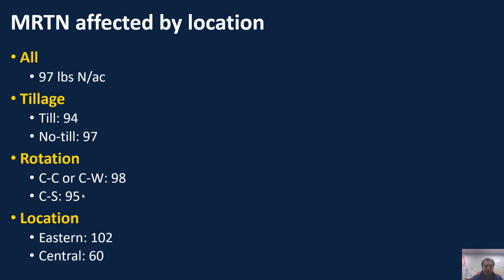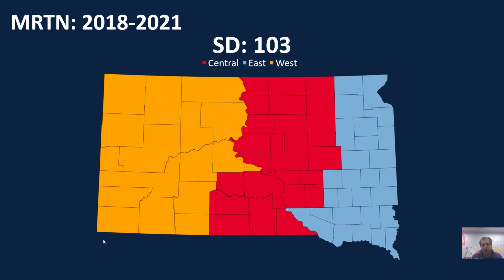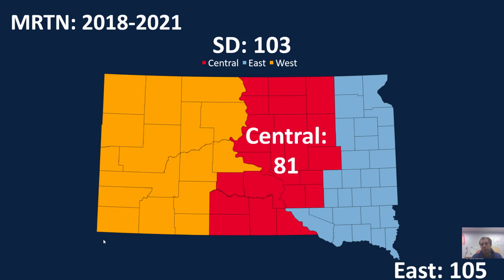If we look at location, we do see the difference we talked about earlier. It shows up in the MRTN system as well as the yield goal system. We have 102 versus 60, that 40 pounds extra for eastern, and usually I would relate that to yield increase and less chance of precipitation being a limiting factor there. So if we look at this graphically, all of South Dakota, this is 2018 to 2021, 103 pounds of nitrogen. We divide it by central and eastern, we have 81 versus 105. So we see that increase there.